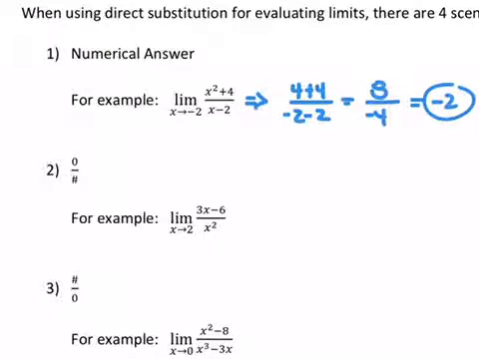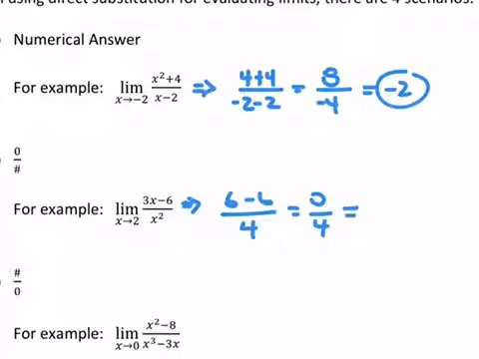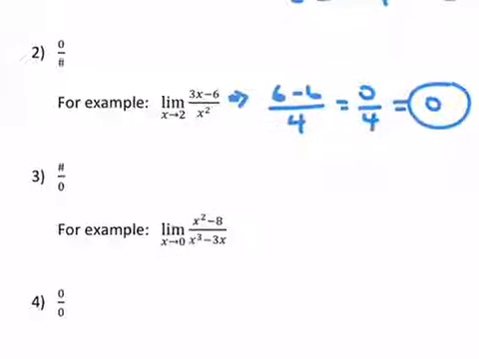If we get 0 over a number, like this one for example, I plug in a 2, I get 6 minus 6 over 2 squared, which is 4, that's 0 over 4. Technically we're getting a similar answer to what we did before, except now it's 0. So we get a limit, and that limit exists, and it is 0. So we do direct substitution. If we get a number, great, we're satisfied with that.